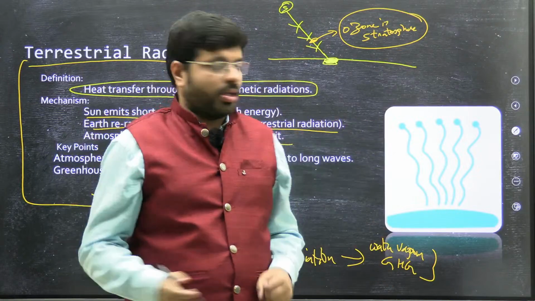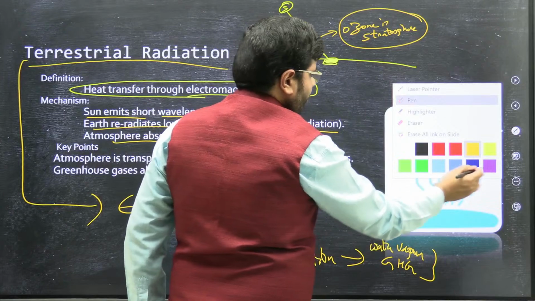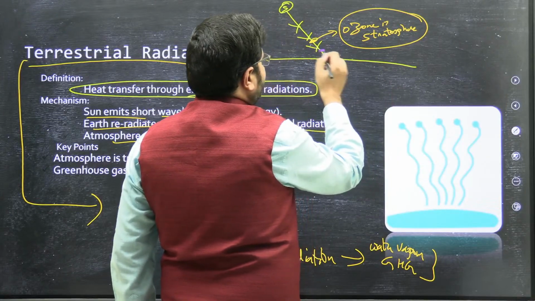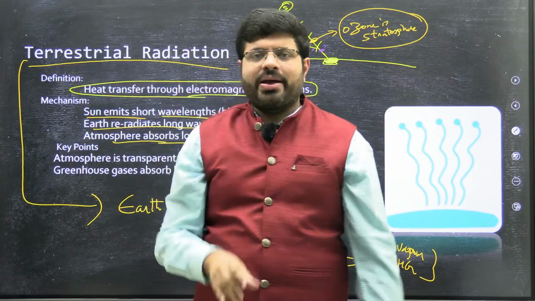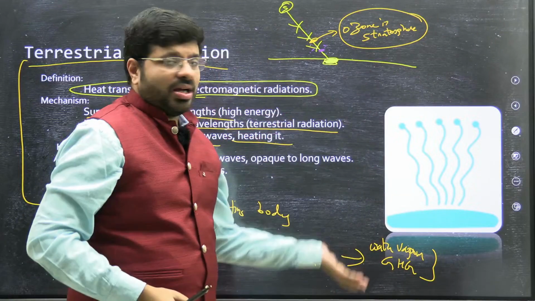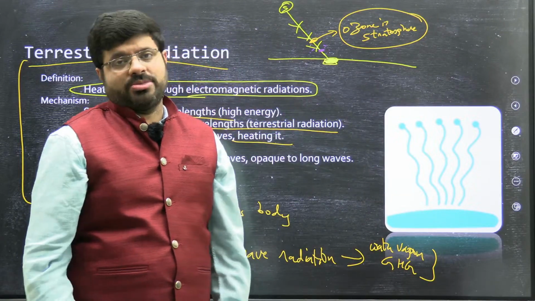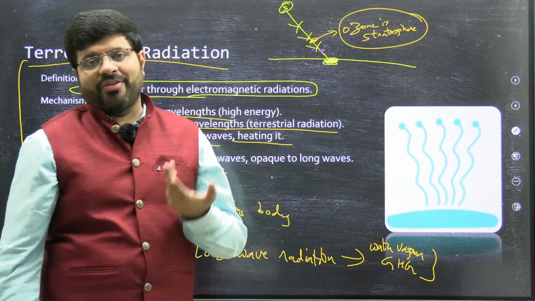So, if you see it, the water vapor and greenhouse gases are all there in our atmosphere. When the incoming energy is there, they are largely transparent. But when there is outgoing energy from the Earth's surface, they are not transparent. They are absorbing. When they absorb, naturally they will have heat.